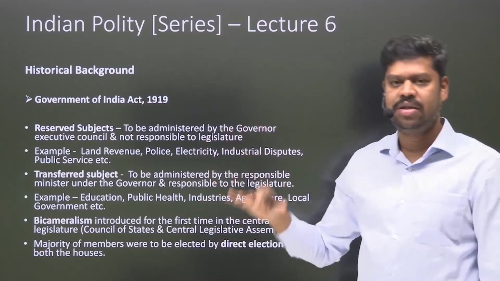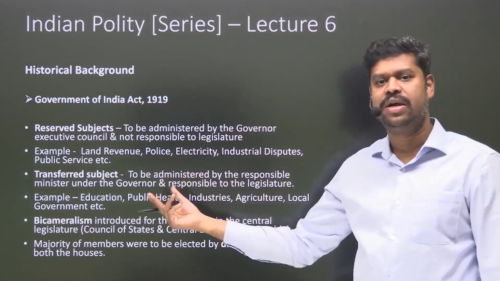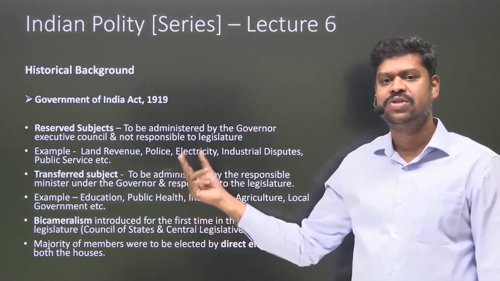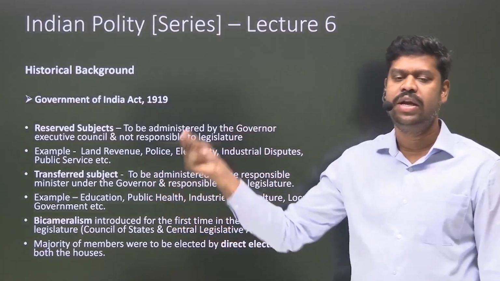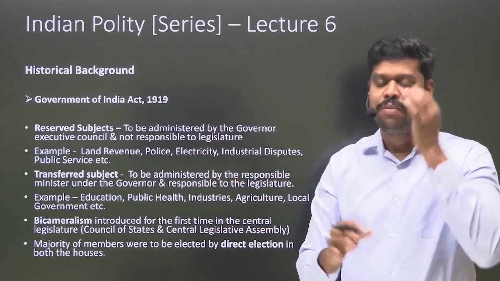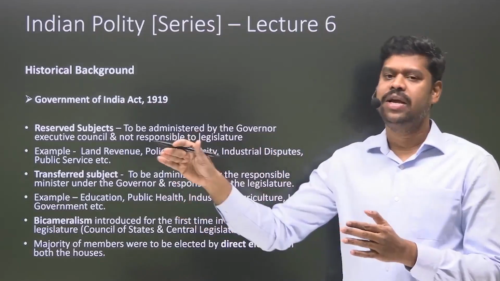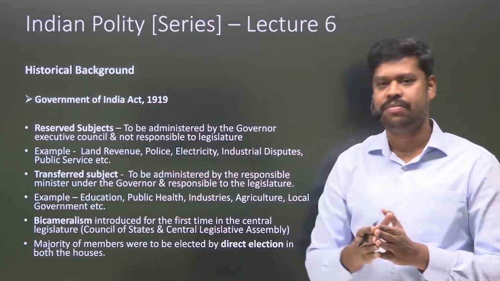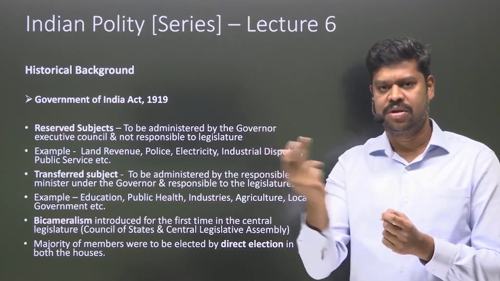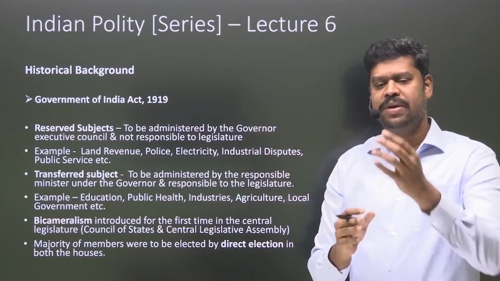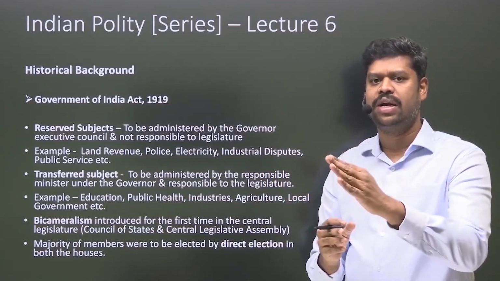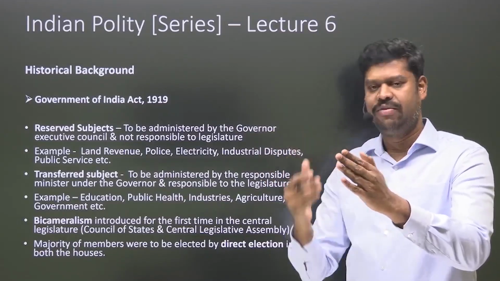Whereas on the other hand, there were what are called transferred subjects. What are these transferred subjects? The transferred subjects were to be given to the Indian ministers, who are also part of the governor's executive, but they were all elected by the people and thereby became the executives. Not all the executives in the governor's council were elected. There were a lot of officials from the government who were directly appointed by the government.